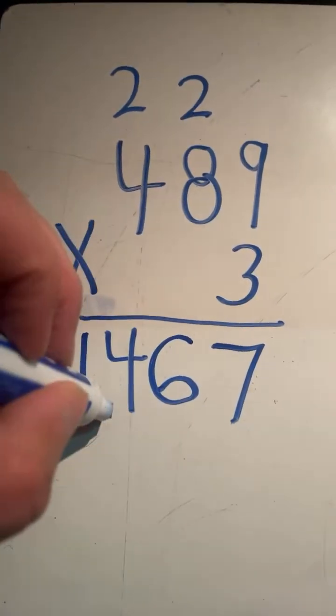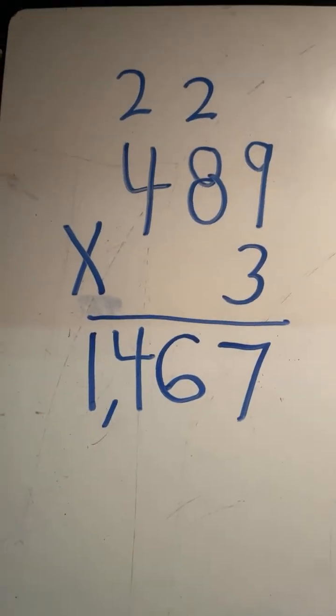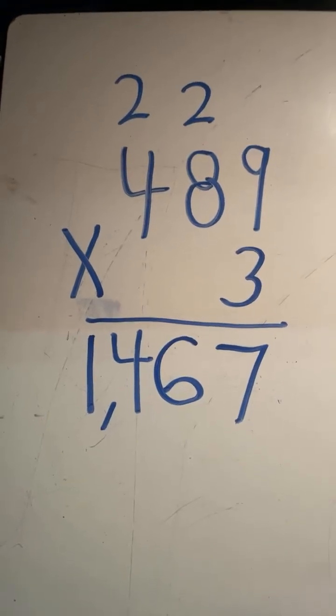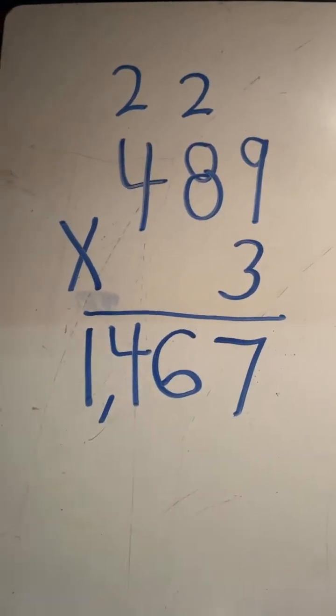And we have our final answer. 489 times 3 equals 1,467.